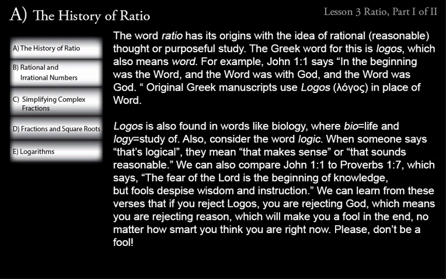So beginning with ratio, let's look at the history of ratio, and particularly the word ratio. And that word, ratio, has its origins with the idea of rational or reasonable. I mean, you can see the prefix there, ratio, in rational. Rational thought, purposeful study. The Greek word for that is logos, and that also means word. So, for example, John 1:1 says, "In the beginning was the Word, and the Word was with God, and the Word was God." So that in the original Greek is logos. In the beginning was the logos.